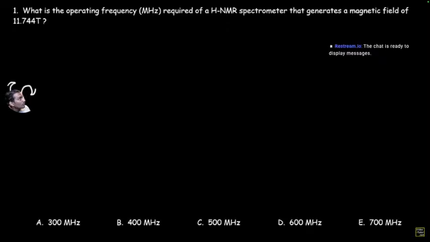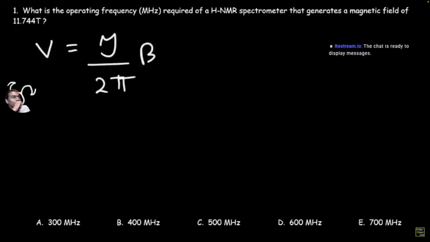Now let's work on this problem. What is the operating frequency required of an H-NMR spectrometer that generates a magnetic field of 11.744 Tesla? To calculate the operating frequency, we need to use this formula. It looks like a V, but it's really the Greek symbol nu. So nu is equal to the gyromagnetic ratio divided by 2 pi times B0, the applied magnetic field.